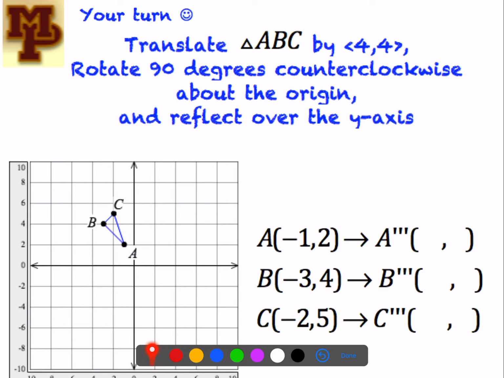We are doing 3 different rigid motions, or 3 different transformations rather. We're doing a translation by the vector 4, 4, a rotation of 90 degrees counterclockwise about the origin, and then reflecting over the y-axis. So go ahead and pause the video, try this one out on your own, and then we'll go through it.